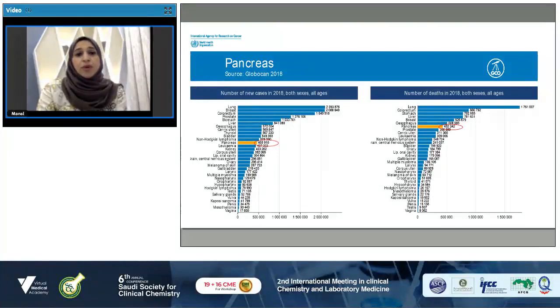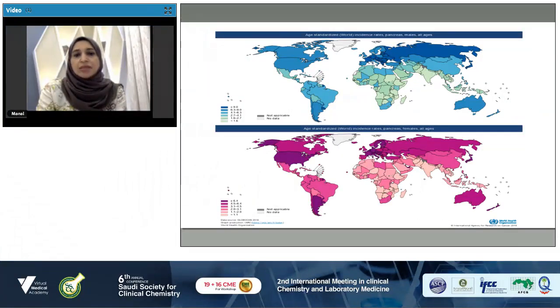This is from WHO, showing the number of new cases of pancreatic cancer in 2018 for both male and female across different ages. I hope you can see the number of cases. If we move to the number of deaths in the same year, 2018, the difference between the diagnosed cases and the death rate is not significant. This is just to show you the prevalence of the disease across the globe, for the male and for the female.